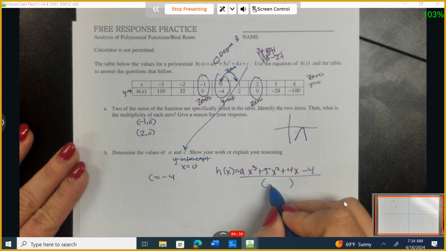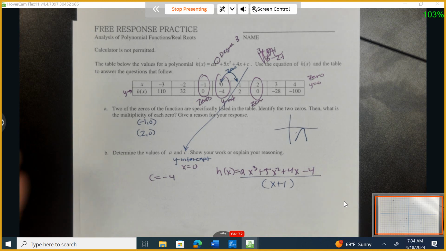Can somebody help Josh out? Because I know he gets this. X plus 1. Okay, what could be another one? Can somebody tell me, if I chose it, I don't want to work with negative 1, what could be something else I could write down? Jose. X minus 2 would be another factor.